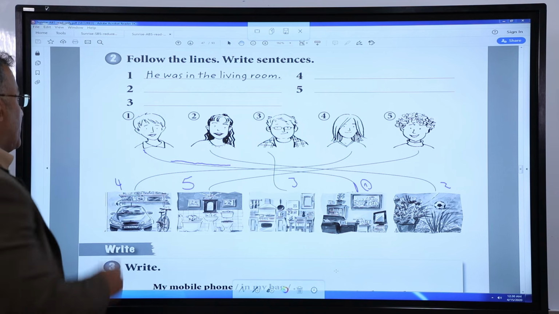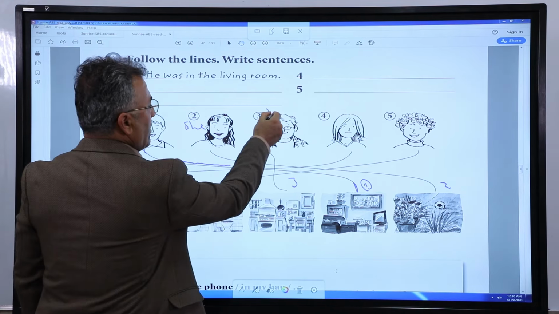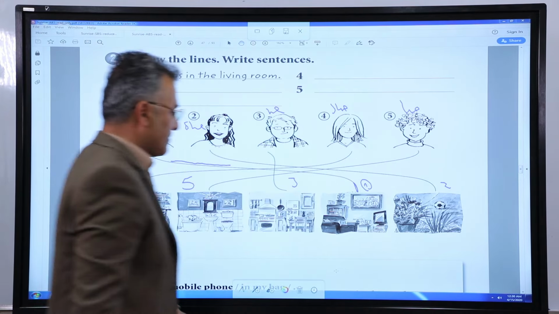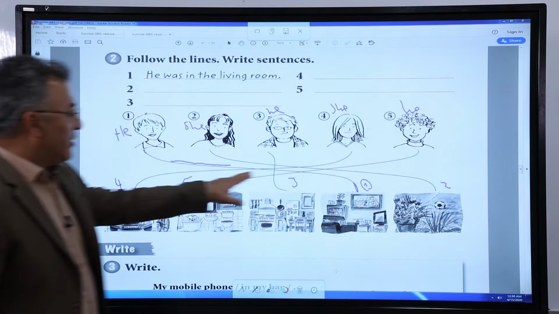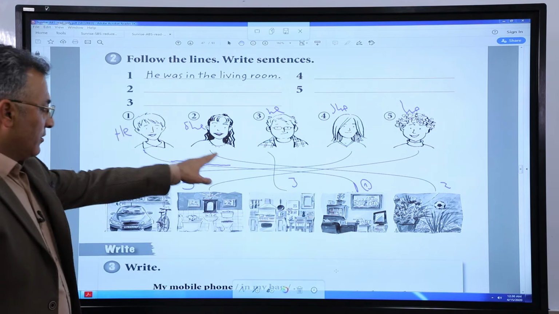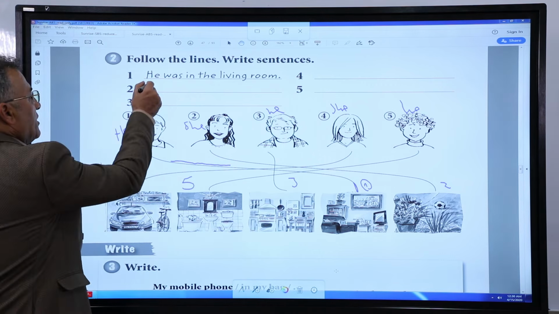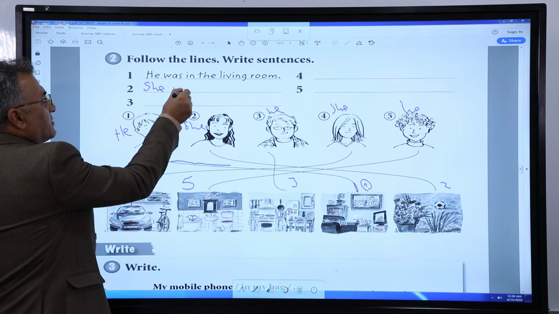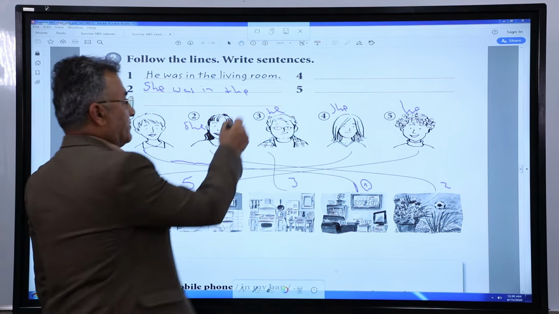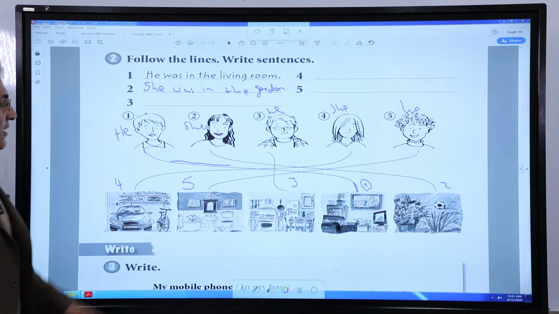Because he's a boy, we say he; she, he, she. He was in the living room. Number 2, we say she was in the where? Garden. Okay? Garden.